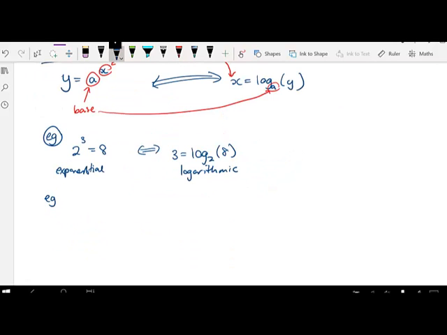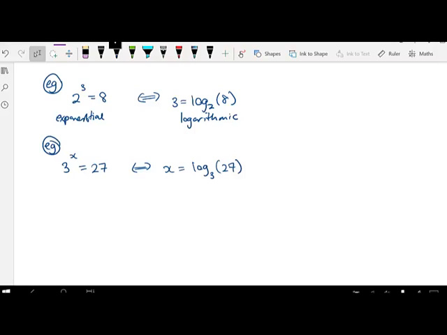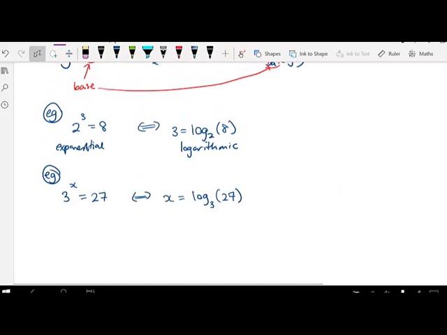Another simple example would be looking at 3 to the power of x is equal to 27. We can write that in logarithmic form and say that x is equal to log base 3 of 27. So the exponent is equal to log base 3 of 27. Now the whole idea of logarithms is they allow us to isolate the exponent. So we can see here in both cases the exponent, or the power, or the index, is isolated. And that is generally when we're going to use logarithmic functions and log properties.